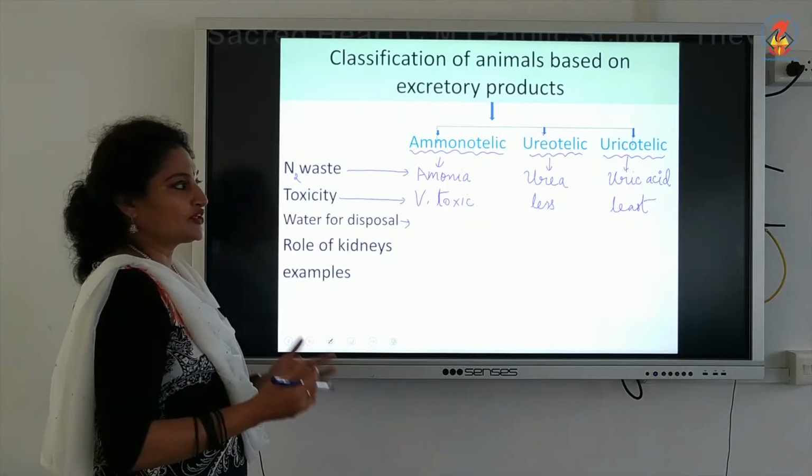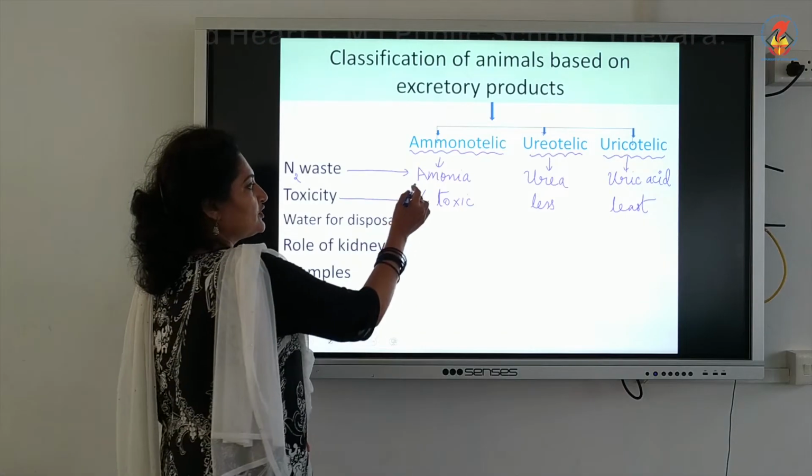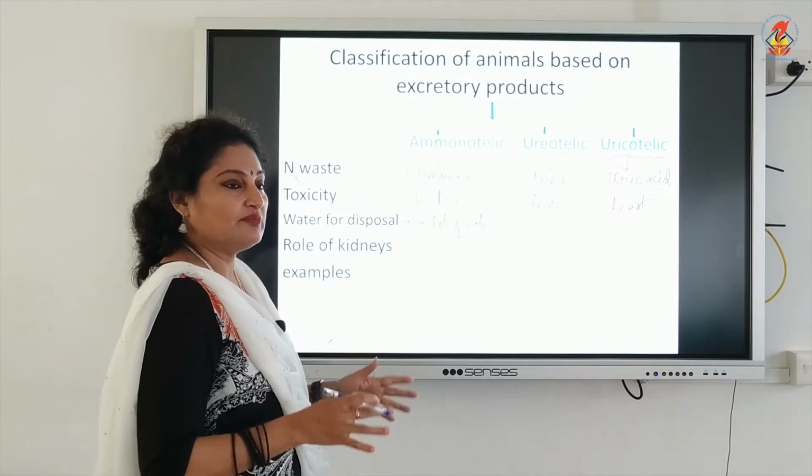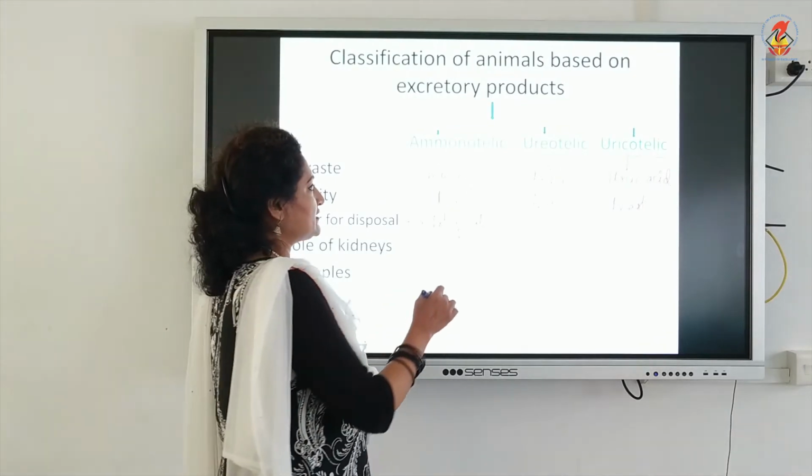Now the water for disposal. For disposing ammonia we need a lot of water. And definitely we can correlate this with their habitat. They should reside in water because they need a lot of water to dispose of this ammonia. It's very toxic and cannot be retained in the body. So as and when this ammonia is formed, it has to be disposed of. So they should have access to water. So definitely they will be living in a water environment.